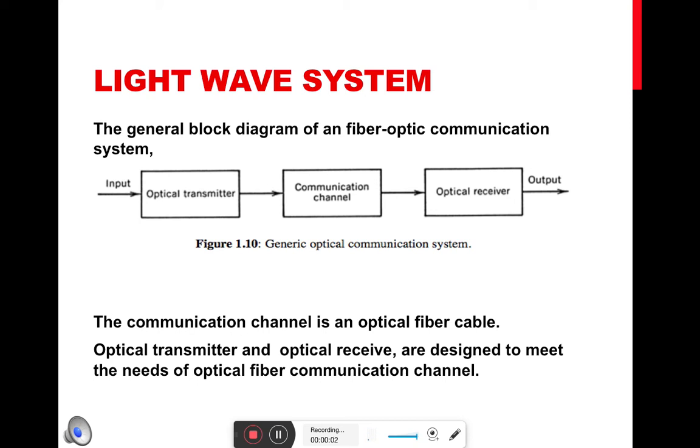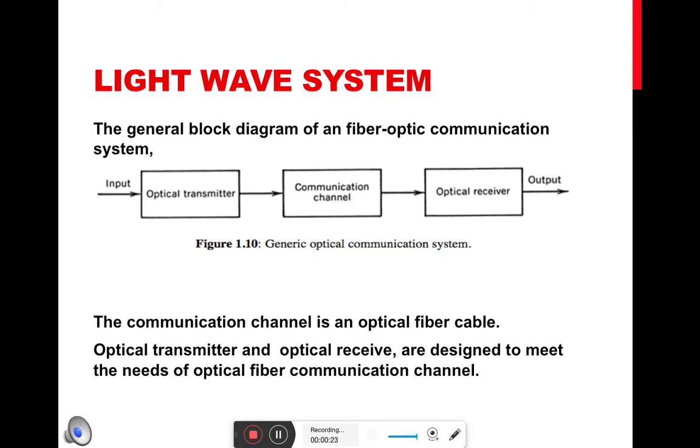So next topic is lightwave system. A lightwave system is nothing but an optical fiber communication system. It's just another name for a fiber optic communication system. So what you have in a lightwave system, we'll have an optical transmitter, we have a communication channel. Our communication channel is nothing but an optical fiber, and we have an optical receiver.